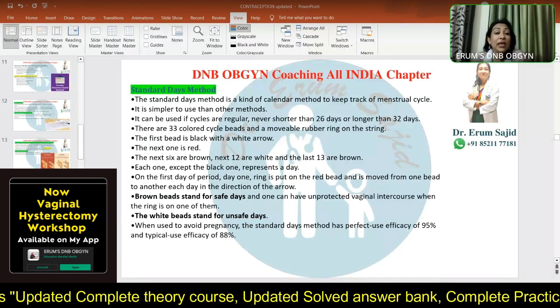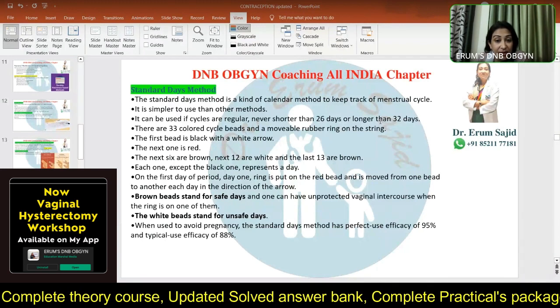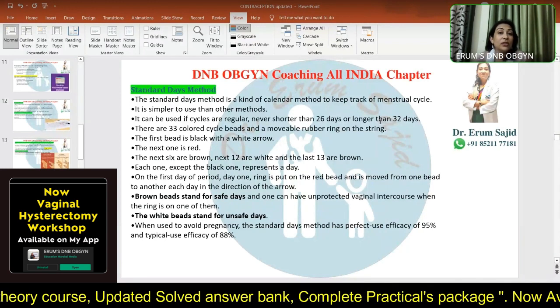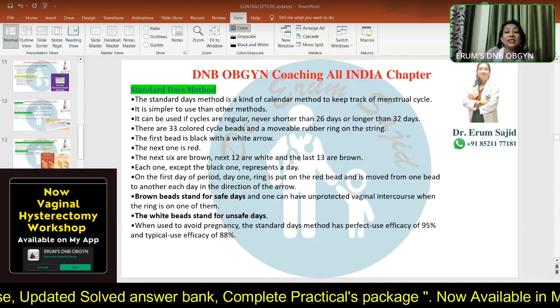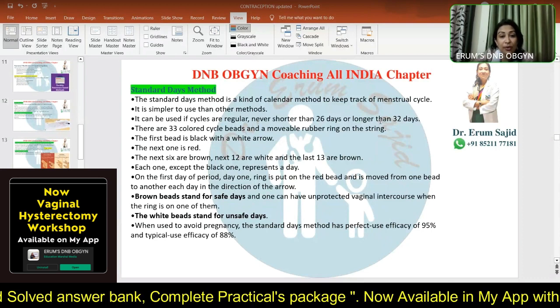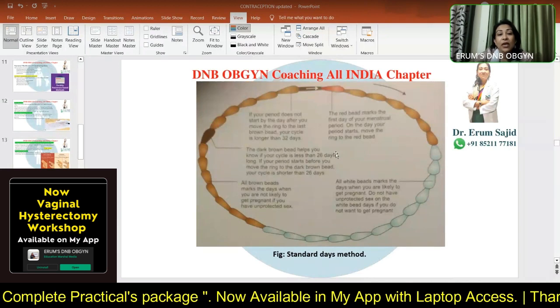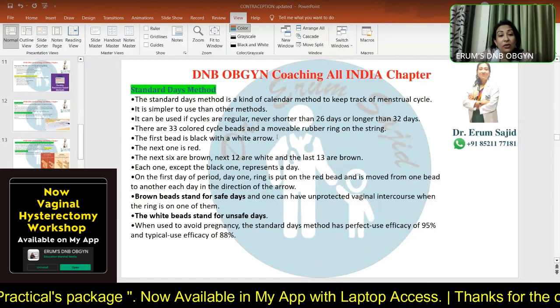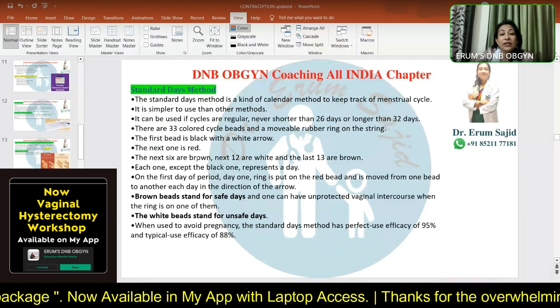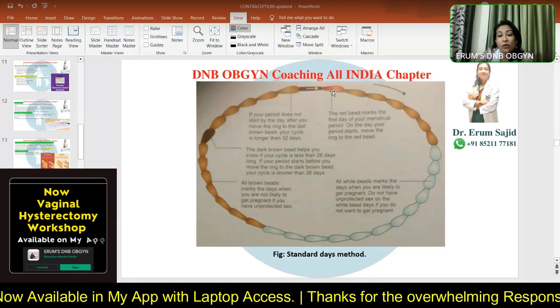There are 33 colored cycle beads and a movable rubber ring on the string. The first bead is black with a white arrow. I just showed you that, right? This one, black with a white arrow on it, okay? And a movable rubber ring on the string. The next one is red, okay? This is the red one, the start of your period.